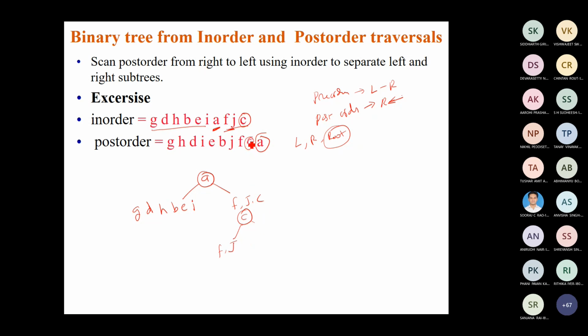Then which is the next node? We have F. Identify F here. F is somewhere here, so F becomes the parent node and J is going to become the right child. That is done. Up to J is also done. Then which is the next node? That is nothing but B. Identify B. B is somewhere here. Construct B; E and I belong to the right subtree, and G, D, H belong to the left subtree of this.